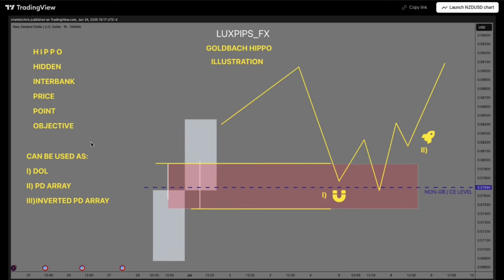So, moving forward, the HIPPO can be used as a draw on liquidity PD array or inverted PD array. So first, as illustration, I'm showing that the HIPPO can be used as a draw on liquidity. You can expect price to draw towards it. Also, just like any PD array, after price expands towards it, we expect consolidation and expansion.